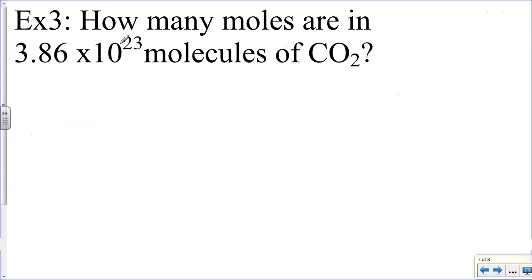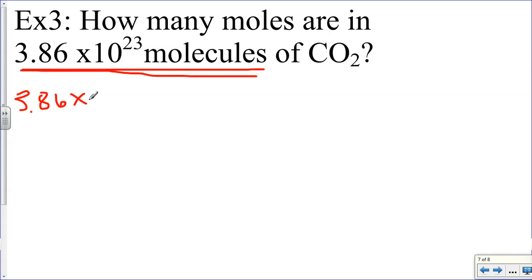Our final example problem. How many moles are in 3.86 times 10 to the 23rd molecules of carbon dioxide? Now, in some of your problems on your homework, it might give you atoms instead of molecules. It might also give you formula units instead of molecules. But this is our given: 3.86 times 10 to the 23rd molecules.